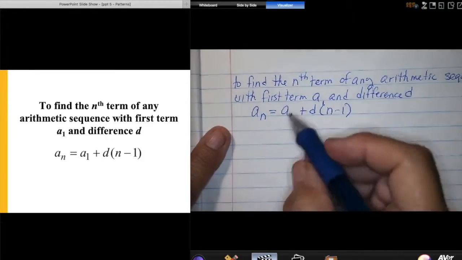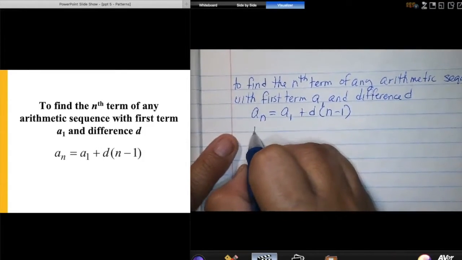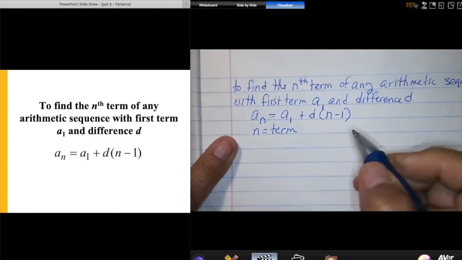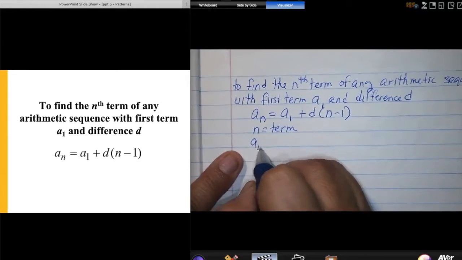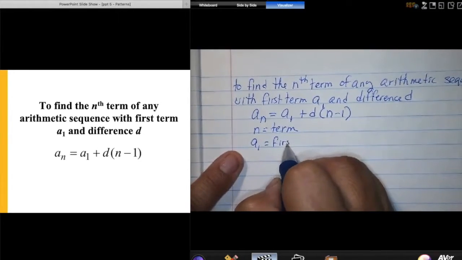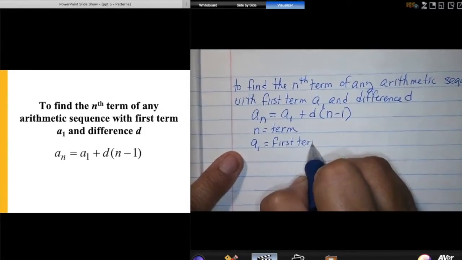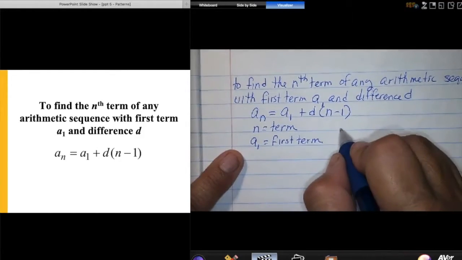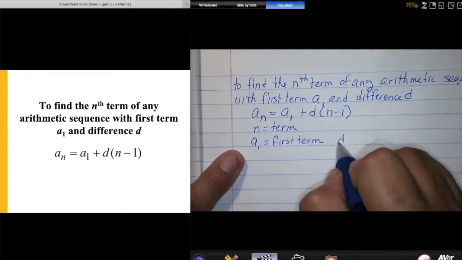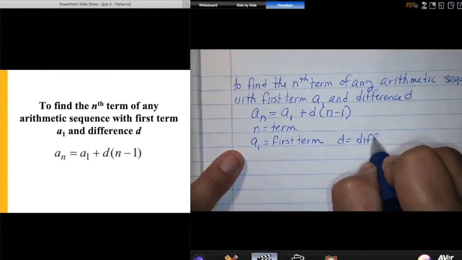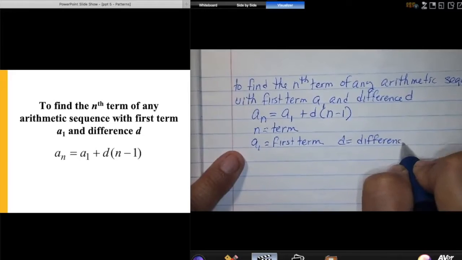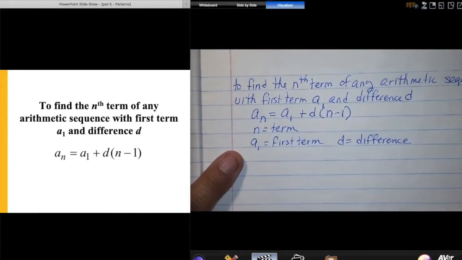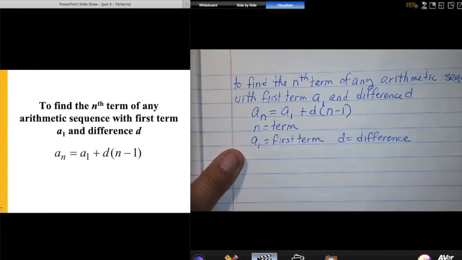So let's identify. n is the term that we're looking for, the 5th, the 6th, the 7th, or whatever. a sub 1 is the first term of the sequence, and d is the difference. Okay, now while we're at it, let's go ahead and write our other formula.